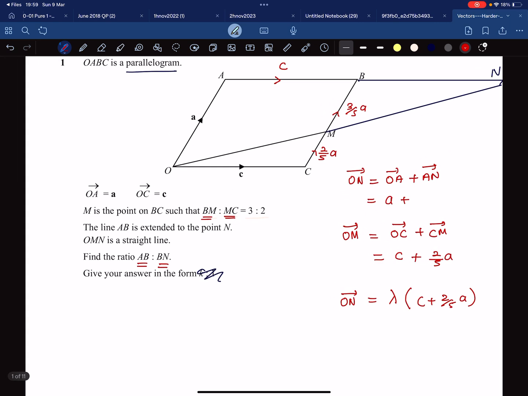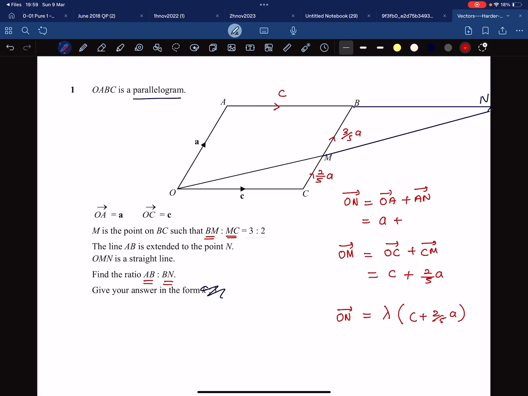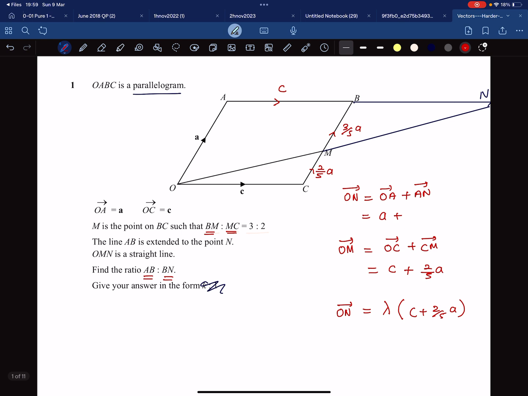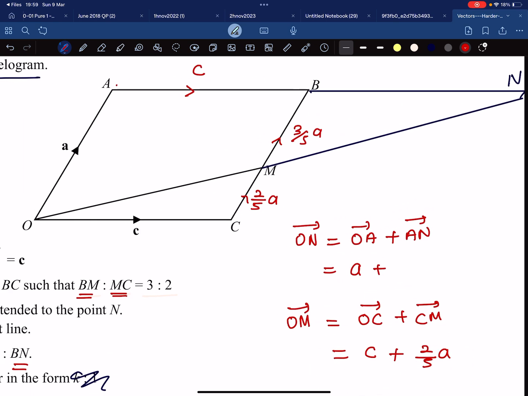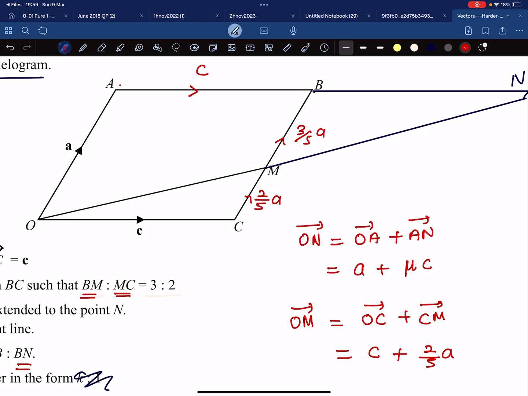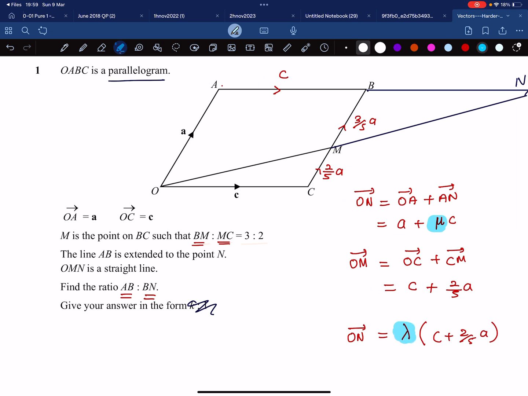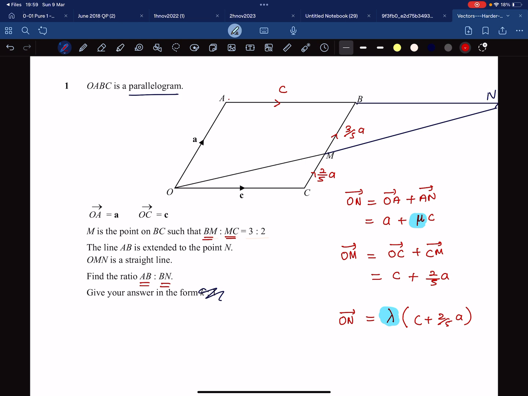Okay, that's one thing I know. But ON can also be written as OA plus AN, which I've written. But I don't know anything about AN. So what I'm going to do, isn't it a multiple of this AB, AN? So what multiple? I'm going to write that as mu times C. Where mu and lambda are things that you need to calculate. But I've written ON in two different ways. Now how I knew that I need to do ON is because they did clearly say here, OMN is a straight line.